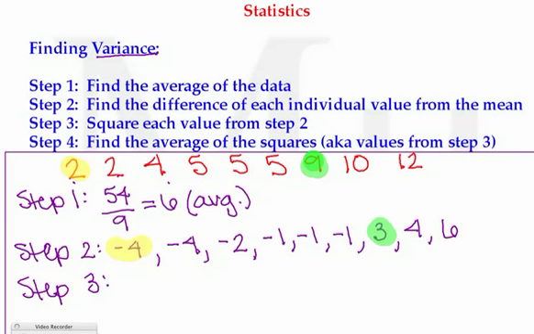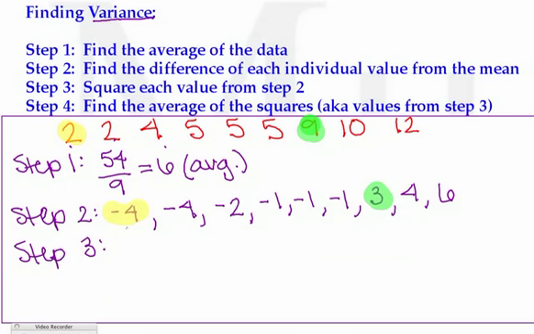2 squared is 4. 1 squared is 1, 1, 1. I'm sorry, -1 squared. 3 squared is 9. 4 squared is 16. 6 squared is 36. So these right here are all of our squares of the differences.